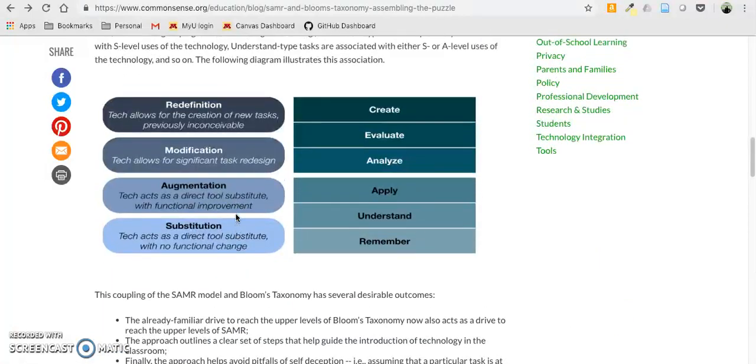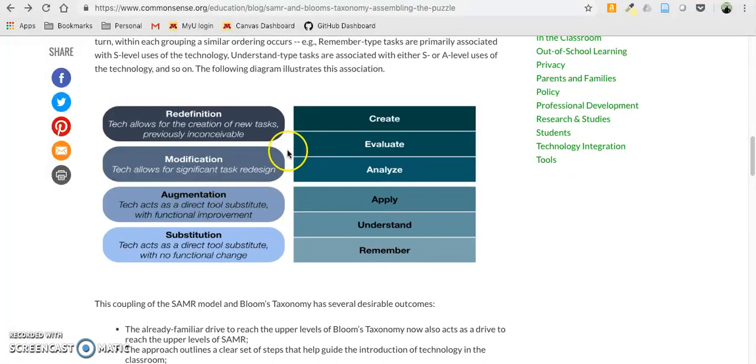It's basically the same task, just using a different technology. But the next level, augmentation, is kind of your basic plus. They likened this in the video to, say, the function that spell check performs in the word processing technology. The third level, modification, begins to change the nature of the task itself, and the fourth level, redefinition, transforms the task into something that better matches Bloom's evaluate and create levels.